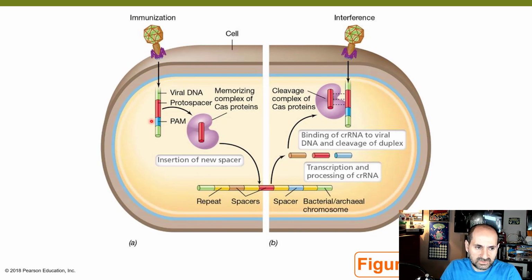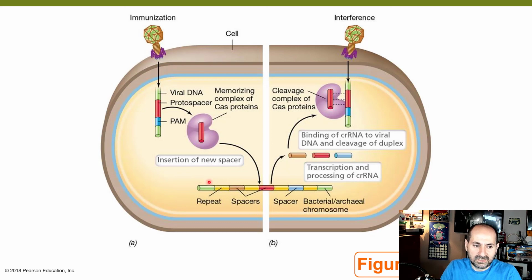this PAM sequence triggers this enzyme called the memorizing complex of Cas proteins. This enzyme, when it recognizes the PAM sequence, will actually remove the DNA adjacent to it called the protospacer. It will remove this DNA next to that sequence, right? This is called the protospacer. It then grabs that protospacer and takes it to its genome.